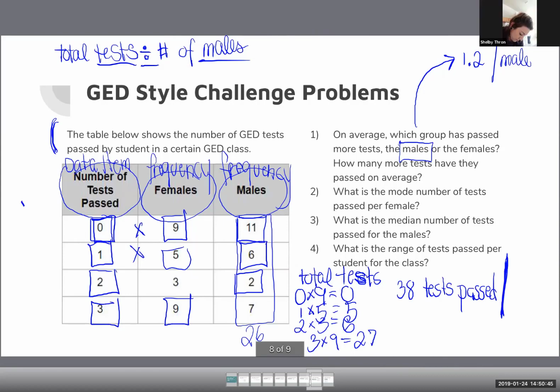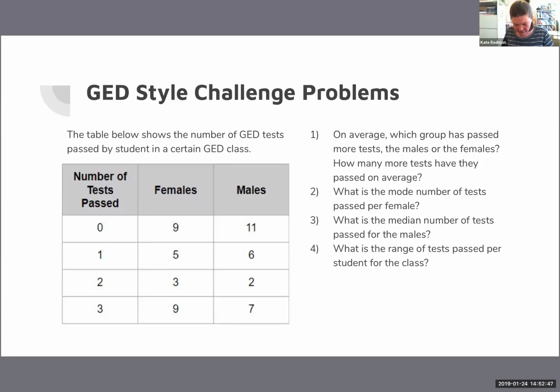And here are all my females. So sorry for that technical error. We lost our screen for a second, but we're back. So we were comparing, on average, which group has passed more tests, the males or the females. So when we did our males, what did we figure out?